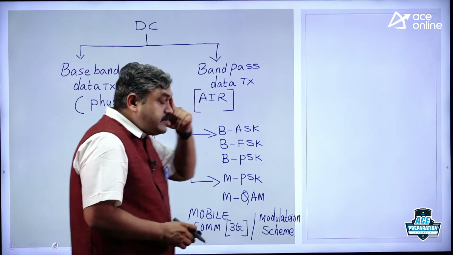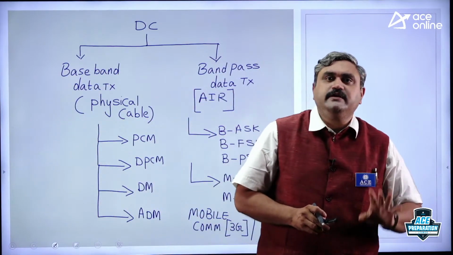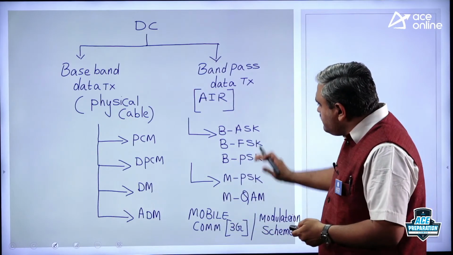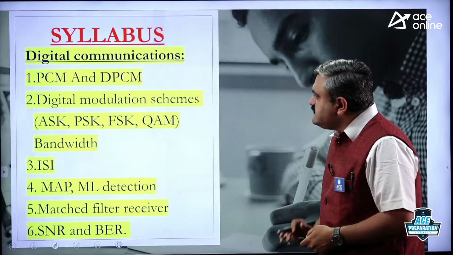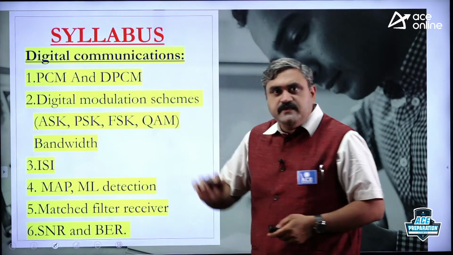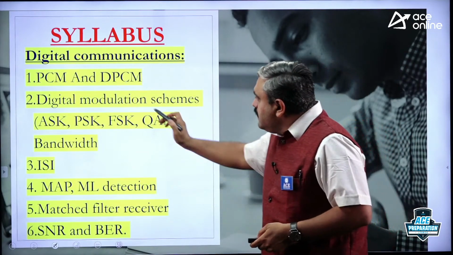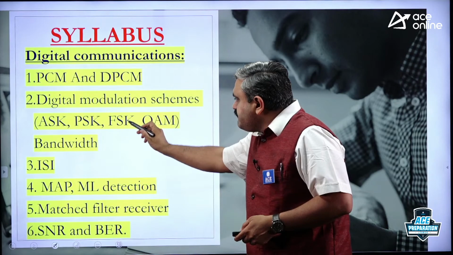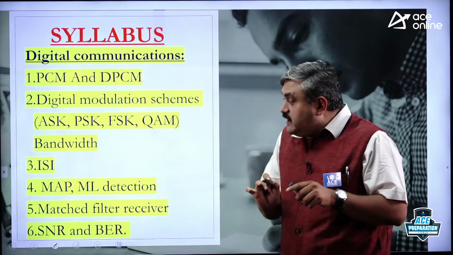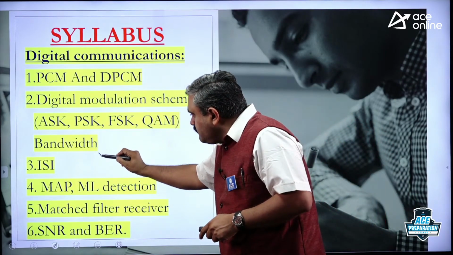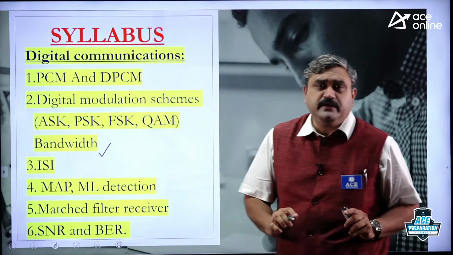So these are all the points that come under band pass data transmission. So your syllabus is predominantly on these areas. See this, PCM and DPCM come under band pass, and then ASK, PSK, FSK, QAM. Particularly they told bandwidth. Why? Because it is a very, very important parameter.